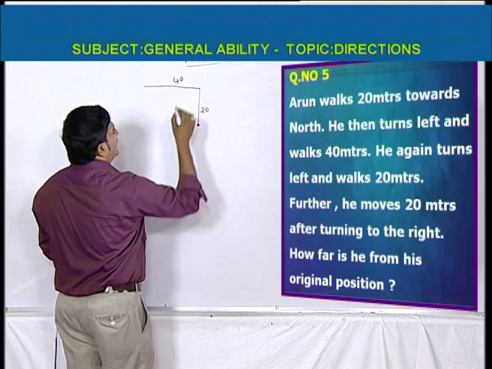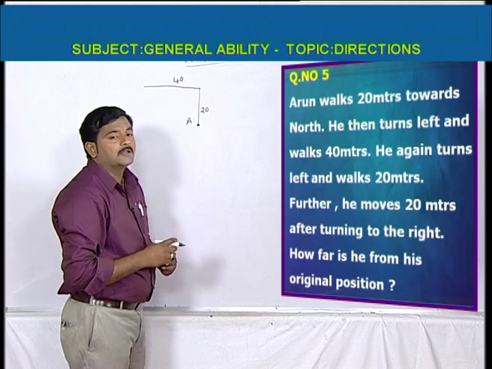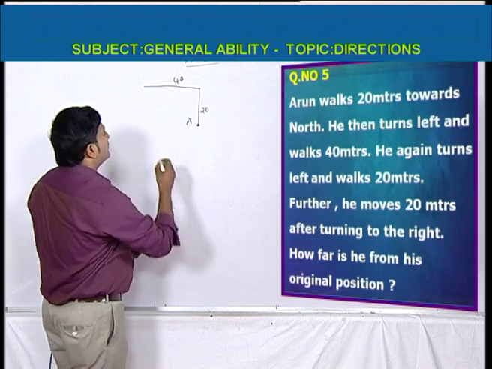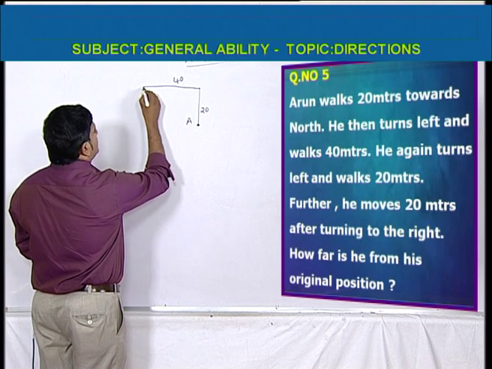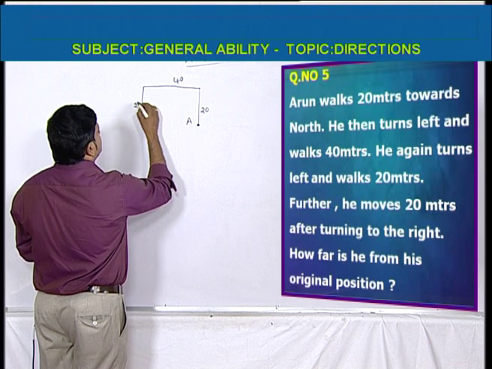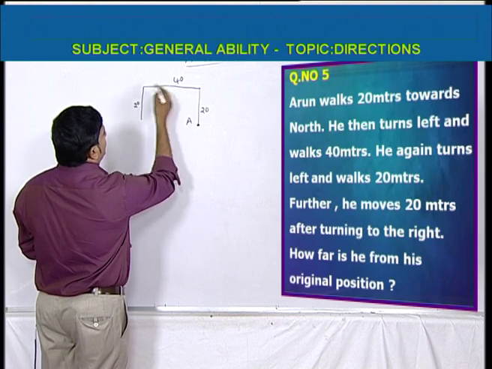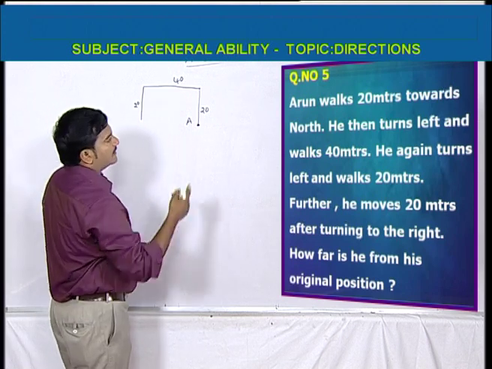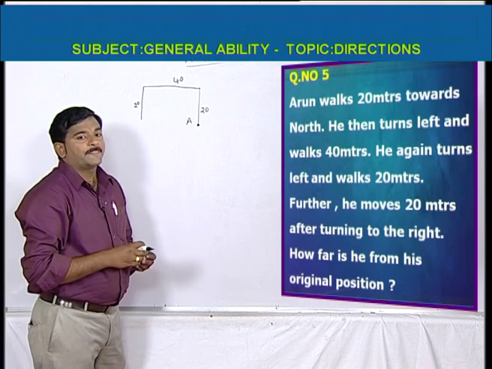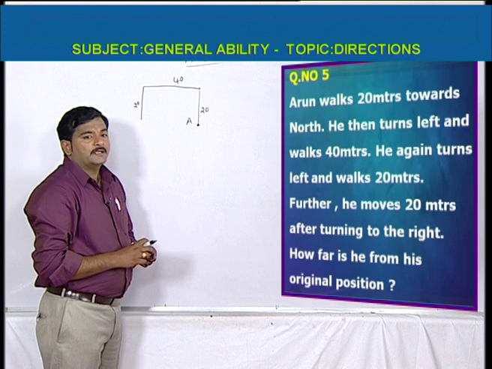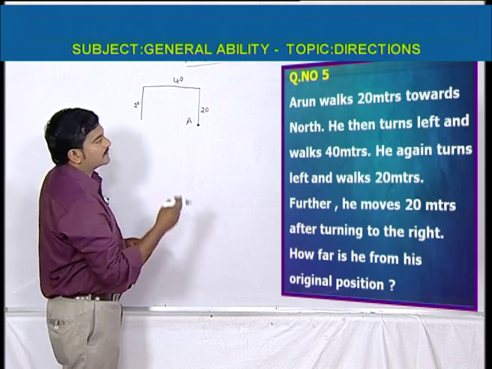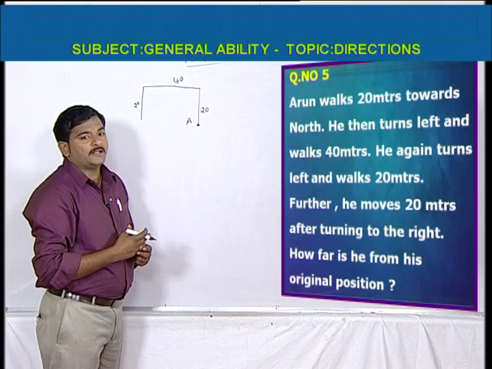You need to take the accurate diagram. Turns left and walks 40 meters. So he again turns left and walks how many meters? 20 meters. Again turns left, walks 20 meters. I hope you understood this also. Okay, so here turns left and 40, again turns left and 20 meters. So next sentence what he mentioned, then further he moves 20 meters after turning to the right.